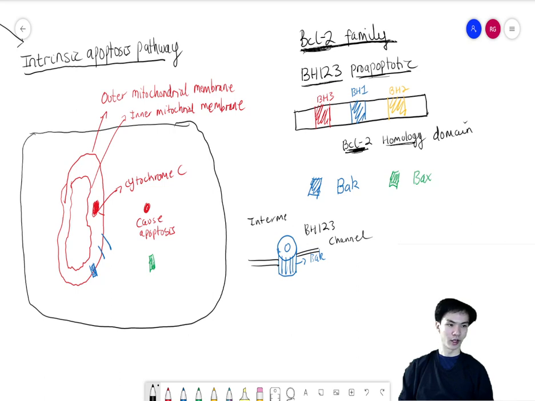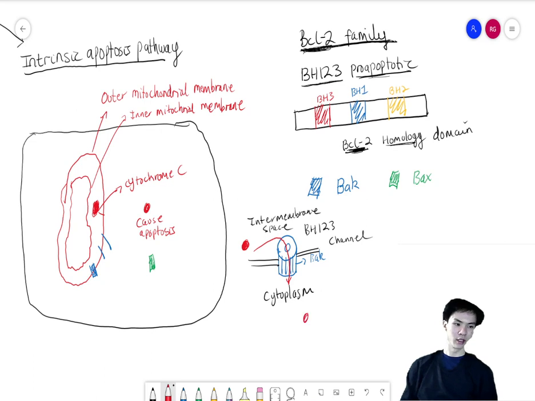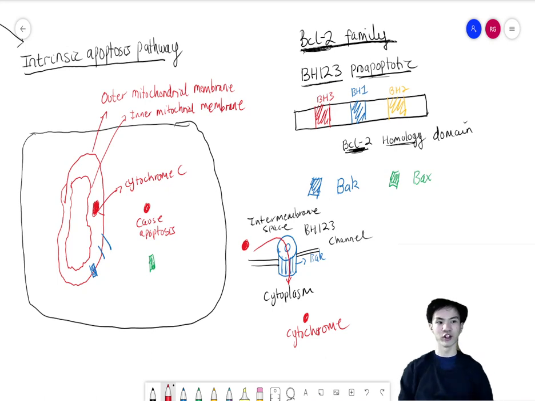What's going to happen if we can form a channel? This is your intermembrane space, and down here is going to be your cytoplasm. What's going to happen if you can form a pore connecting the two spaces? Well, what do we have in our intermembrane space? We have your cytochrome C. Cytochrome C is going to move through the pore into the cytoplasm. And what's cytochrome C going to do in your cytoplasm? It's going to cause the intrinsic apoptosis pathway to finish off.